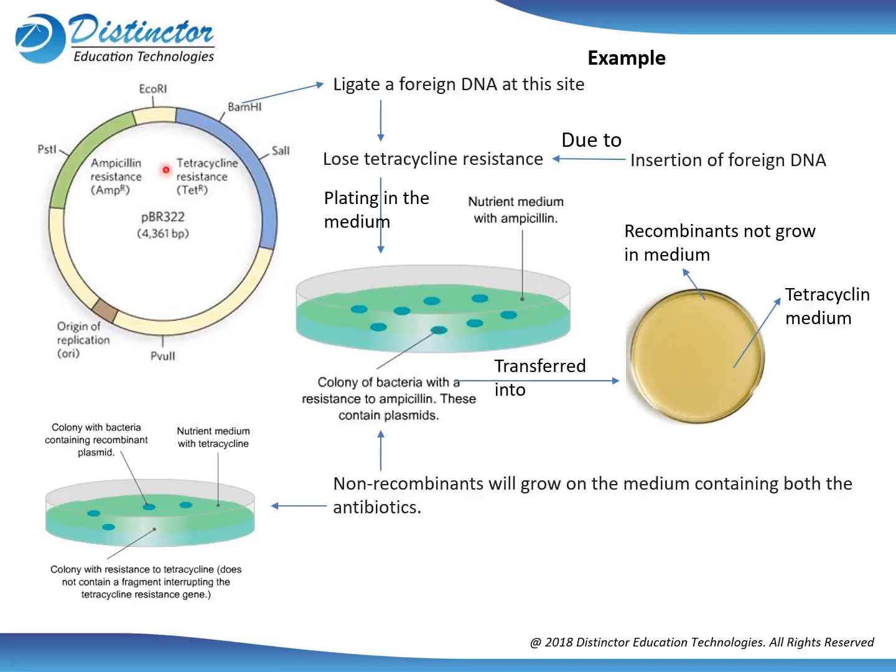Let us take the example of ampicillin. When we introduce a foreign gene in the ampicillin resistance gene, they cannot grow in an ampicillin medium, while the normal non-recombinant can grow in a tetracycline medium. This is how we can select a recombinant from a non-recombinant with the help of an antibiotic resistance gene. That is why this antibiotic resistance gene is called a selectable marker.